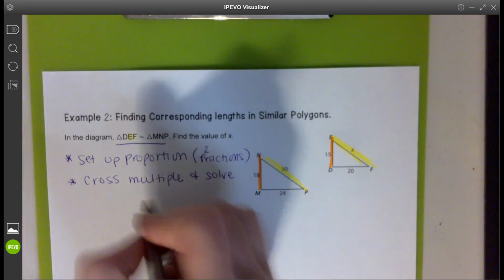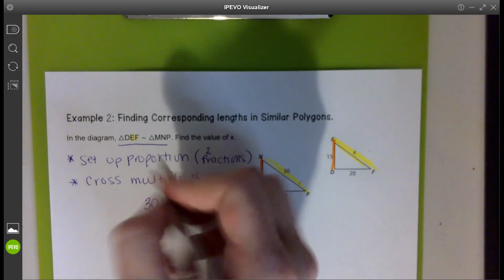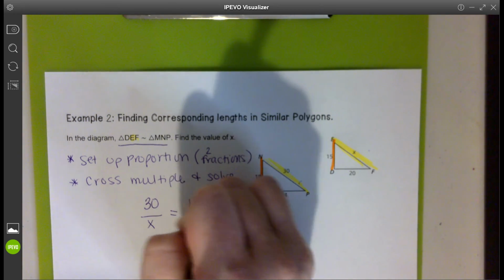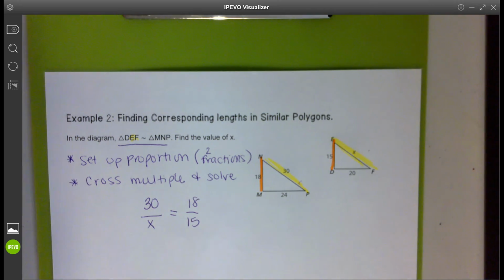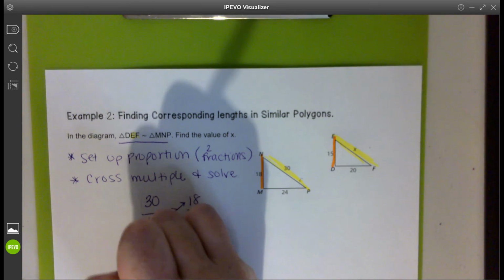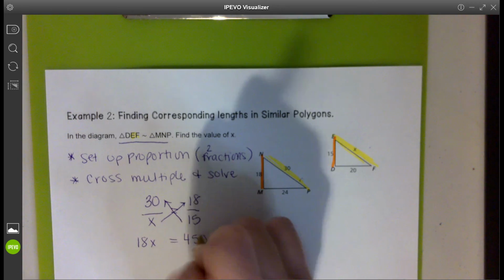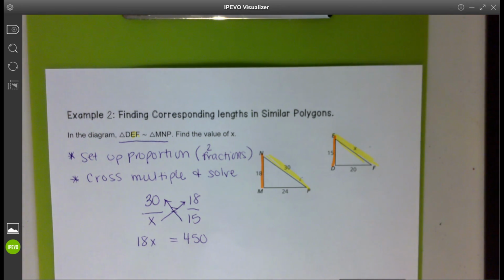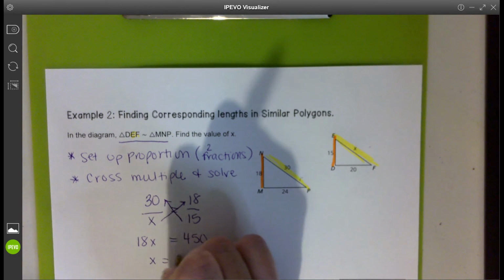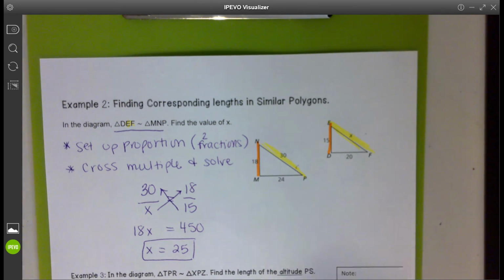So I go from left to right. So I'm going to say 30 over x, so yellow over yellow, equals 18 over 15. Now we're going to cross multiply. So when I multiply in this direction, this makes 18x. And when I multiply in this direction, it makes 450. And now we have an equation we can solve. We want to get x by itself, so we're going to divide both sides by 18, making x equals 25. Right? And we're done with that problem. All they wanted to do was find the missing side length here, and we did that.